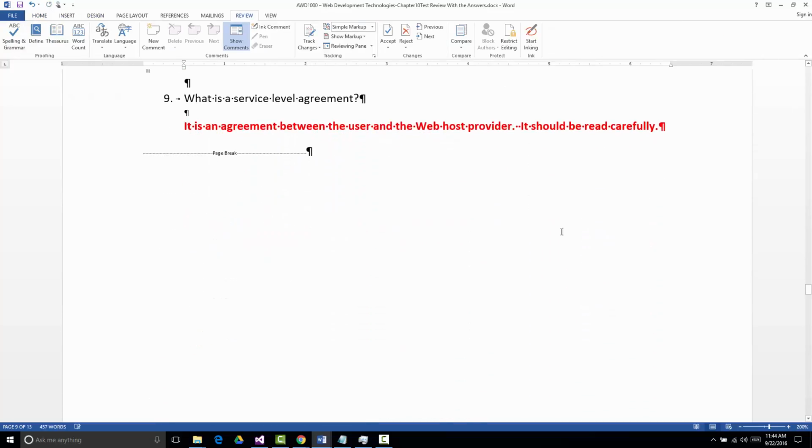All right. What's a service level agreement? It's an agreement between you, the user, and the web host provider. Here's the key thing. It should be read carefully. It's a legal agreement that says what the web hosting place is going to provide for you. Does that make sense?